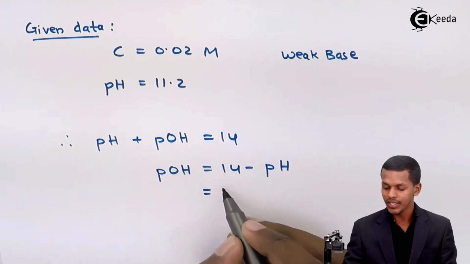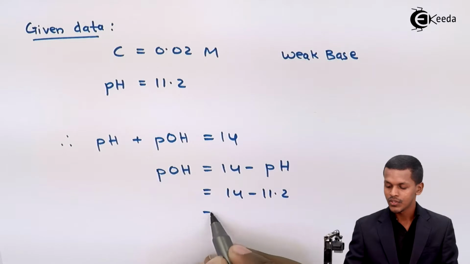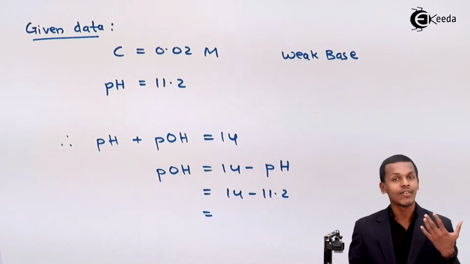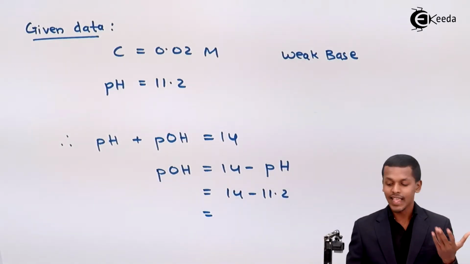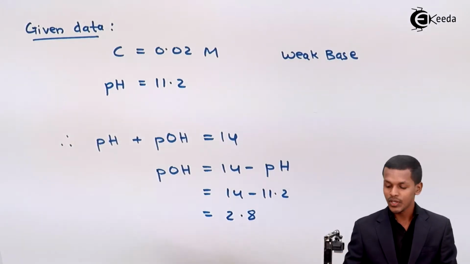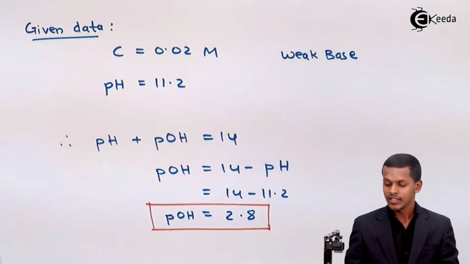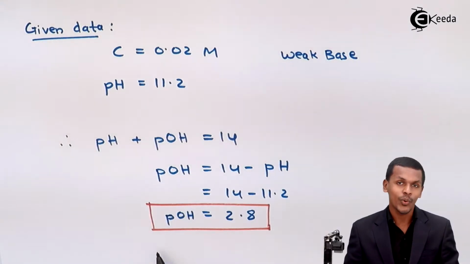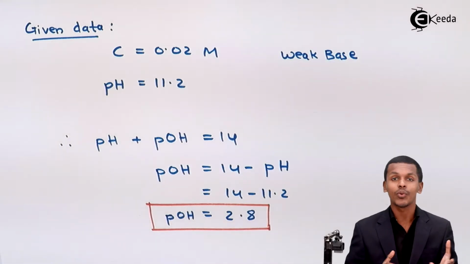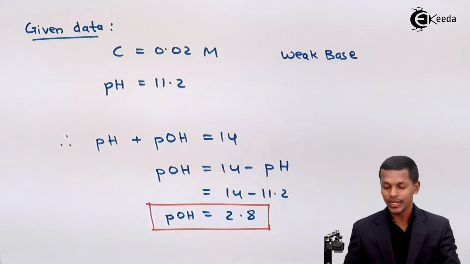So this is the 14 that we have, minus the pH, that is 11.2. If we calculate this, the answer is 2.8. So the pOH is 2.8. Now that we have the value of pOH, it is very easy for us to calculate the concentration of OH minus ions. So let us do that also.